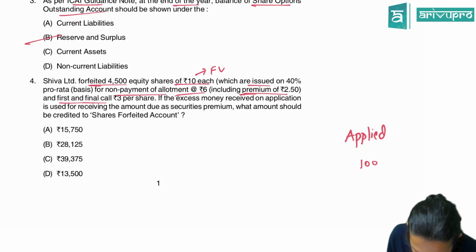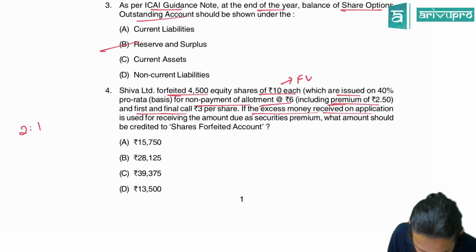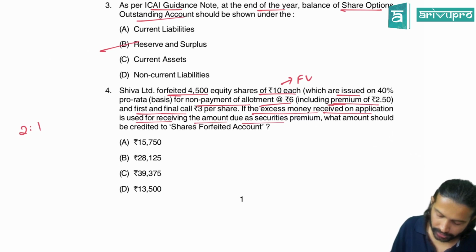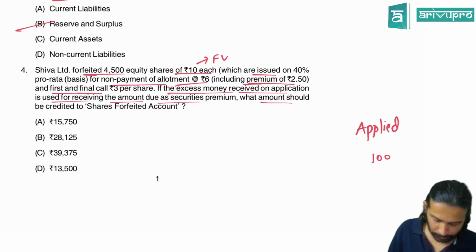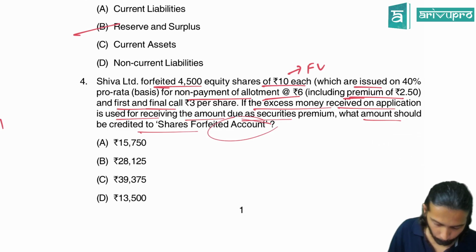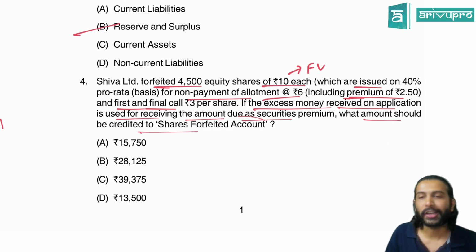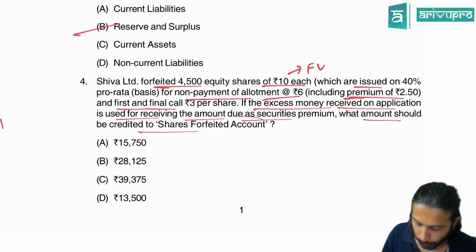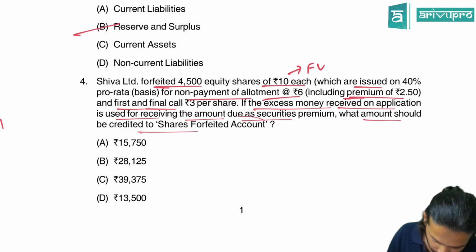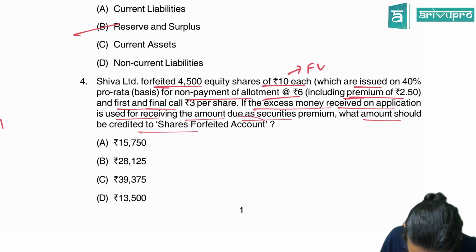All right. If the excess money received on application is used for receiving the amount due as securities premium, what should be credited to share capital account? Journal entry they're asking. You remember the chart? If you don't remember, I will show you the chart where we did. Hang on.